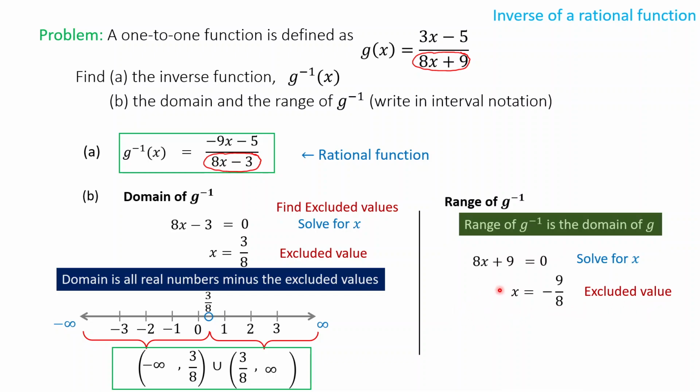Now, if you follow what we did here, for this number, you can write negative infinity, comma, so write this, parenthesis, parenthesis, union, and this number, comma, infinity, parenthesis, parenthesis. This is the domain of G. The domain of G is the range of G inverse. So this is the range of G inverse.